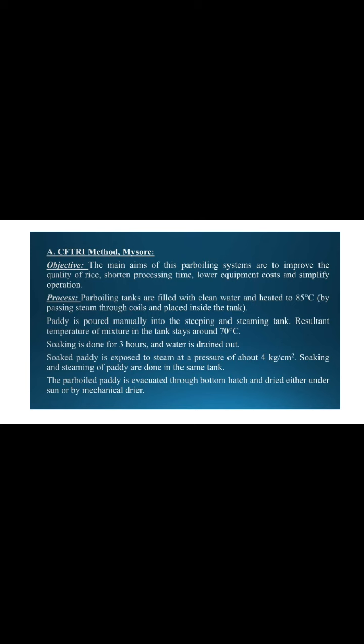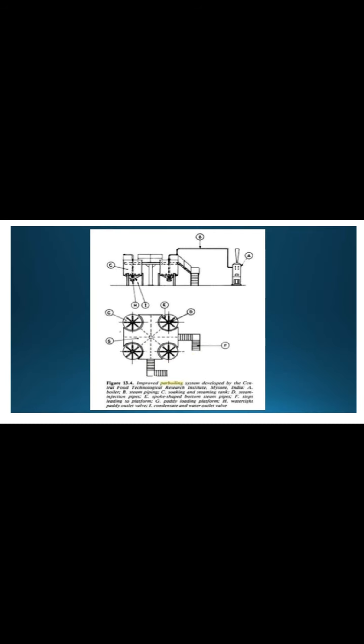The paddy is poured manually into the steeping and steaming tank. The resultant temperature of the mixture in the tank stays around 70 degrees Celsius. The soaking is done for 3 hours and the water is drained out after 3 hours. Then the soaked paddy is exposed to steam at a pressure of about 4 kg per square centimeter. Soaking and steaming of paddy are done in the same tank. The parboiled paddy is evacuated through the bottom hatch and dried either under the sun or by mechanical dryers. So this is the improved parboiling system shown in the figure, developed by the Central Food Technological Research Institute, Mysore.